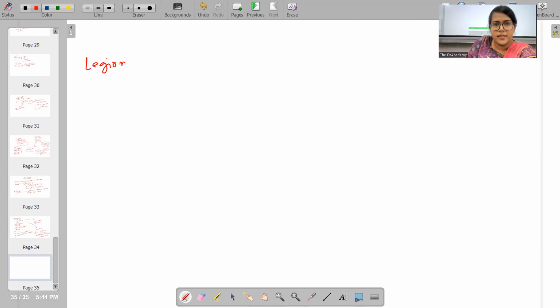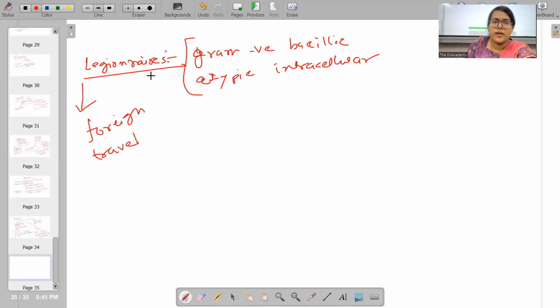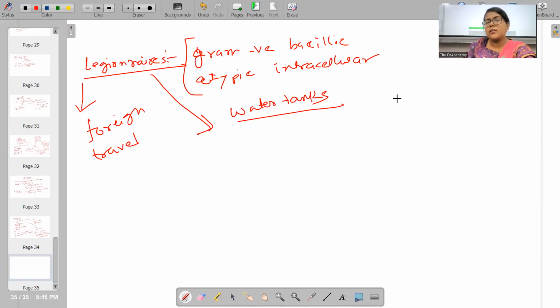For Legionnaire's disease, this is caused by a gram-negative bacilli, which is an atypical, intracellular bacteria, and a clue can be there might be a history of foreign travel. This type of bacteria is predominantly found in the water tanks. So the clues might be air conditioning system or cooling devices. Okay, so that's another clue.